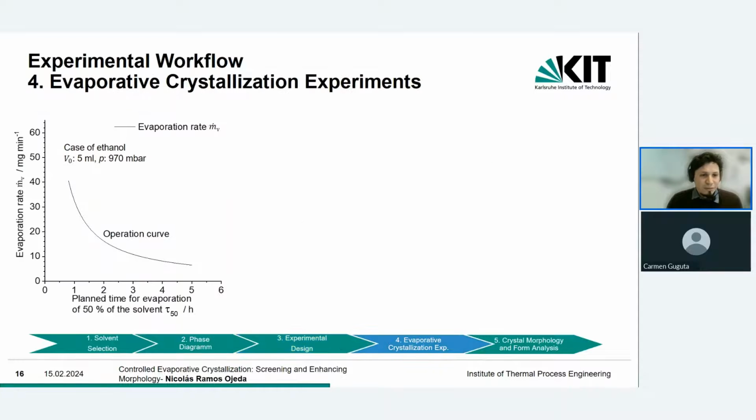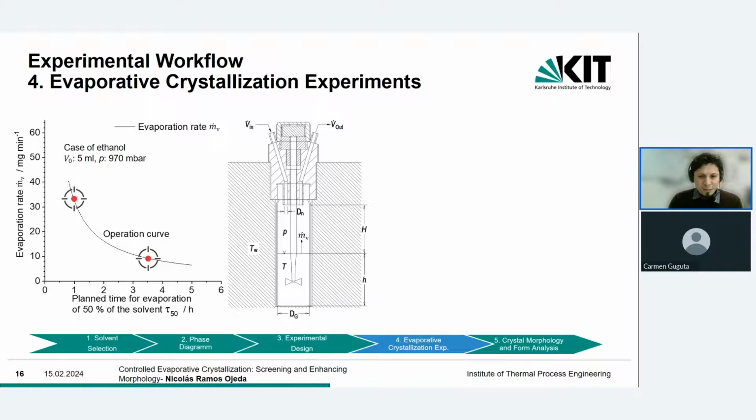First of all, we need to understand how we get the corresponding evaporation rate to reach those evaporation times. Assuming that we start with a volume of 5 milliliters, we plot an evaporation curve. From this evaporation curve, we can read, okay, if we want to evaporate half of the solvent in 3.5 hours, then we need an evaporation rate of about 10 milligram per minute. If we want to evaporate fast, like in 1 hour, then we need an evaporation rate of 55 milligram per minute.